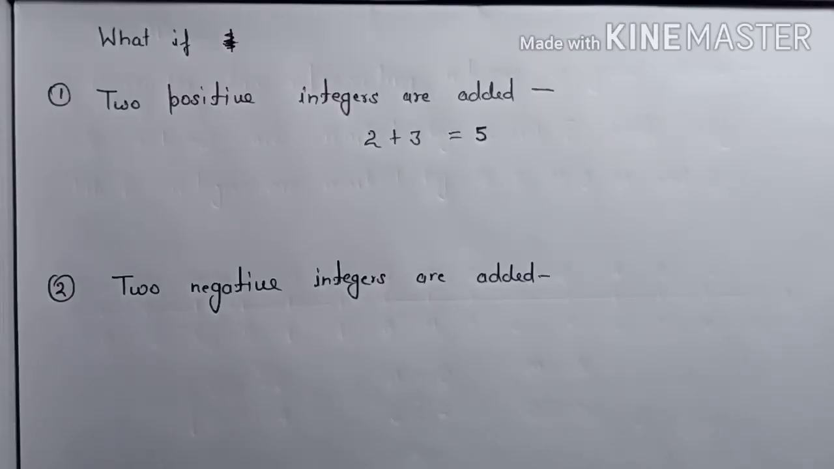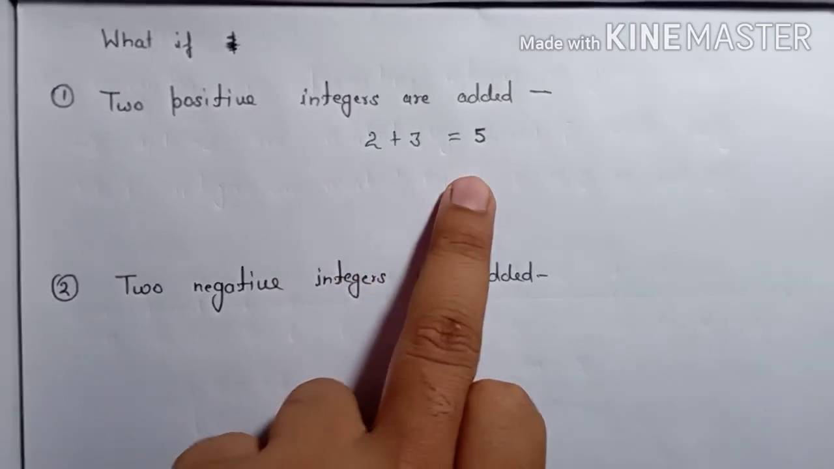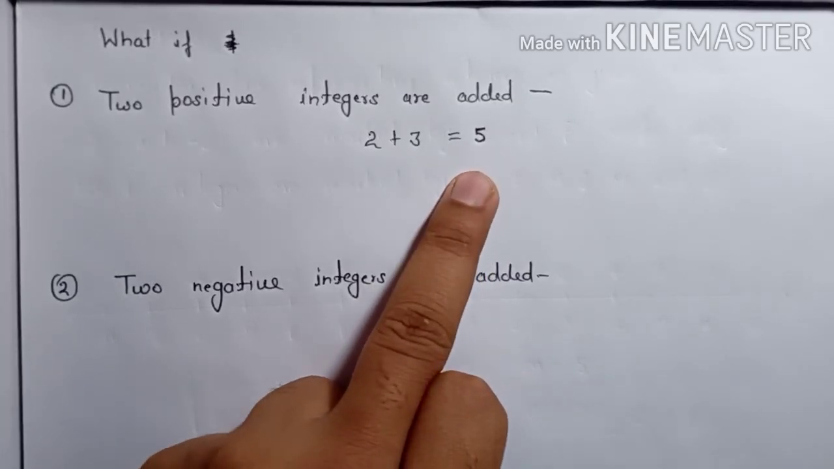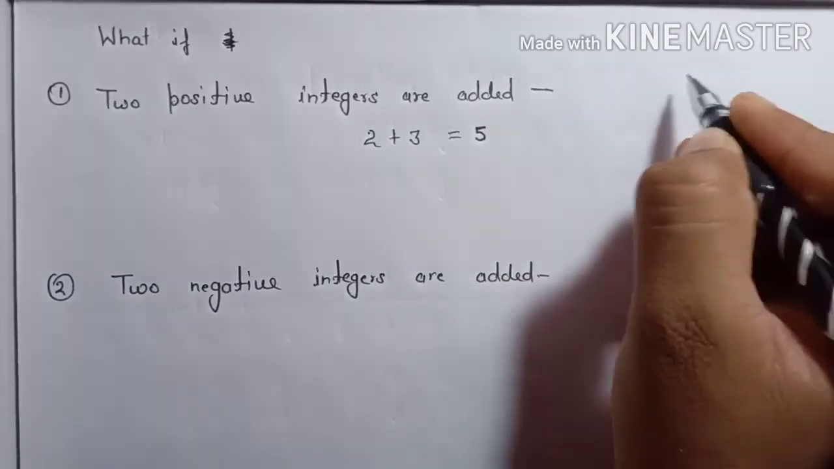Now let's check some result of the mathematical operations on integers. So what if we add two positive integers? We add 2 and 3, and the result is 5 here, which is a positive integer. So the result is we get a positive integer.